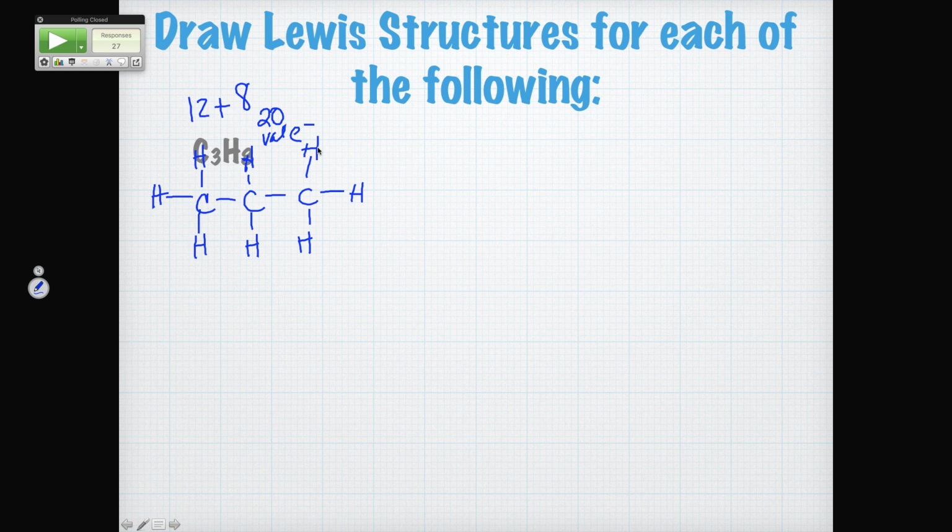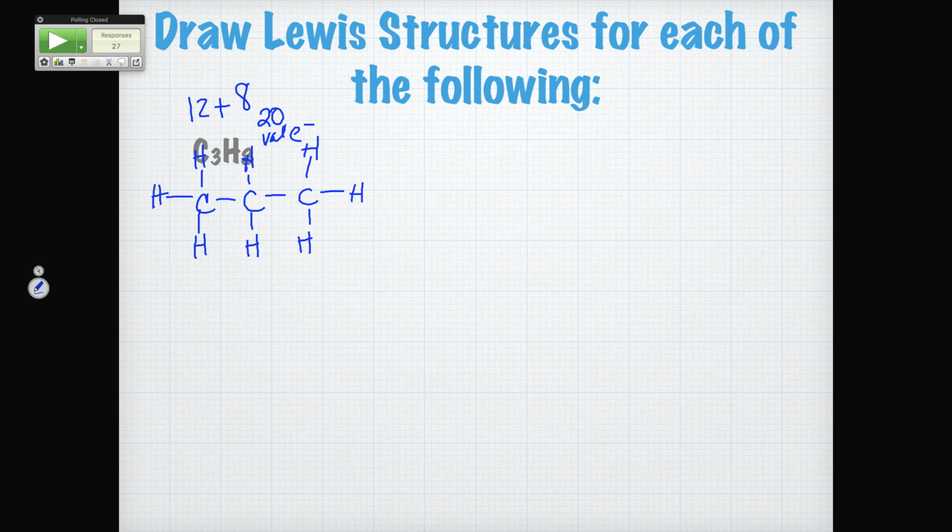When you're doing these, especially when they get bigger, it's really easy to add extra hydrogens and not realize you did it. So pause and count, and make sure you didn't do that. Next thing: does every carbon have an octet? So you're going to go 2, 4, 6, 8 for each carbon.